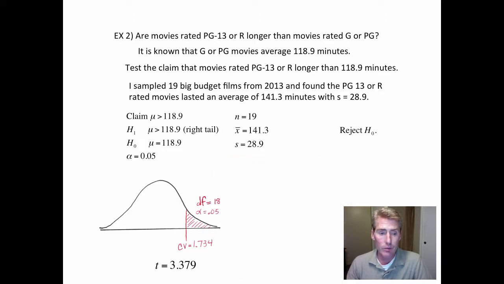So reject H sub 0, which is saying reject this equals sign, and you can see from the sample data this is way bigger than 118. Or you can look at this, say this is pointing to the right, so whoever said this should be pointing to the right is correct. So it turns out that the movies that are more adult geared, the PG-13 or R, are longer than the kids' movies.